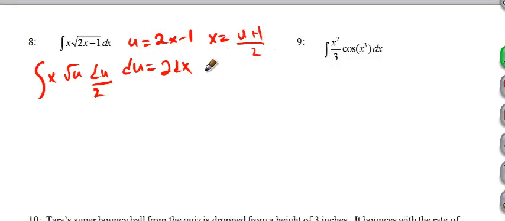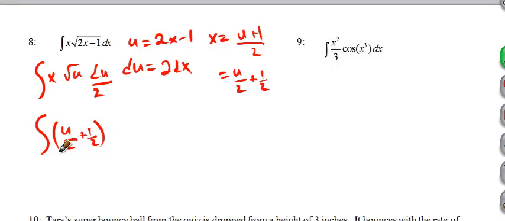Okay. Now, first glance, it doesn't seem to be very helpful. And I don't know, it might be helpful to do it like this. I'm not so sure. Let's just see what happens. I'm going to plug them in. u over 2 plus a half. And then we get the square root of u over 2 over here. What in the world do I do with that?